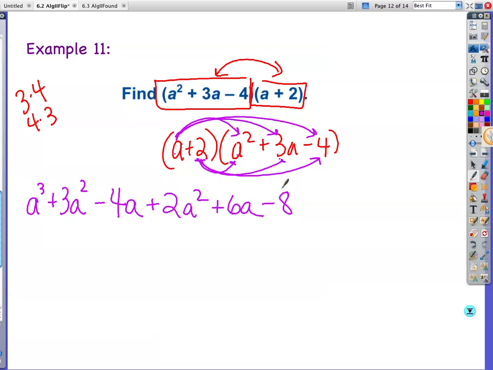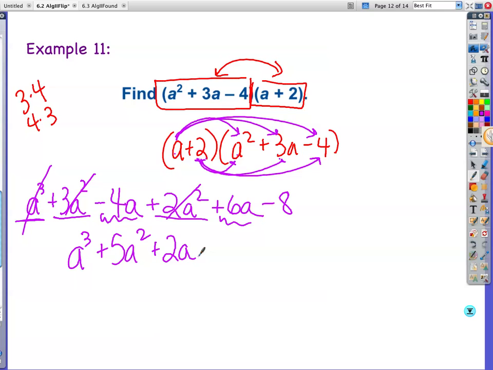Now I combine like terms. A cubed. And please try to write things in what we call descending order, meaning start with your highest exponents and work your way down. So a to the third is my highest exponent, so I have a to the third. Nothing combines with it. I'm going to cross it off so I hope not to get as confused. I've got 3a squared, 2a squared: 5a squared. Okay. Negative 4a, positive 6a. That's going to be just a plain old 2a. And then minus 8 says, I don't have anybody to join me, but I'll come down and join the polynomial anyway. There you go.